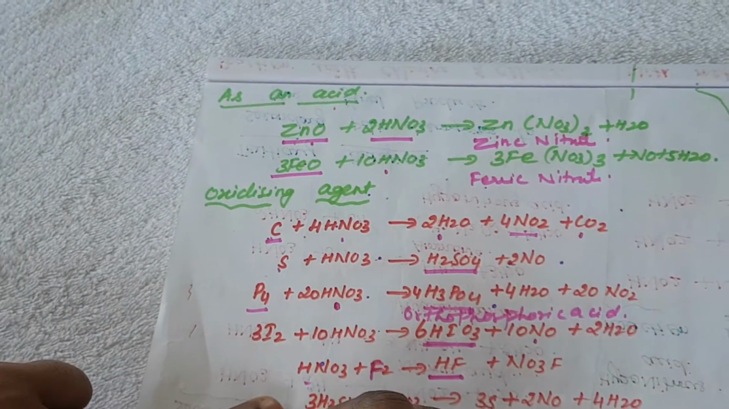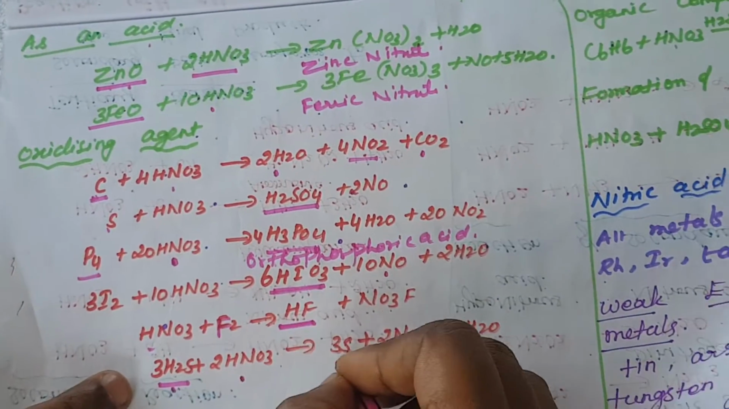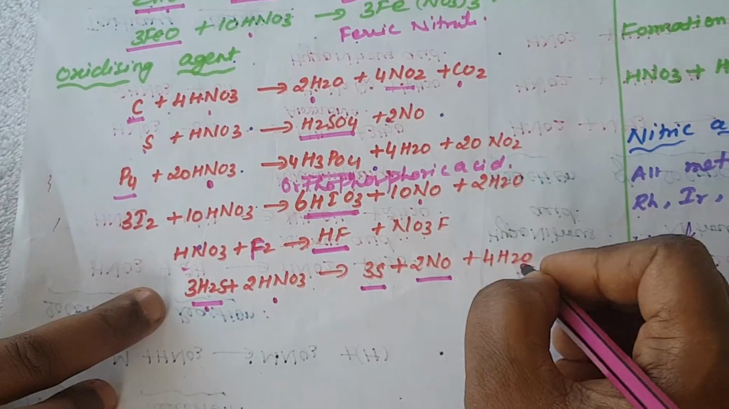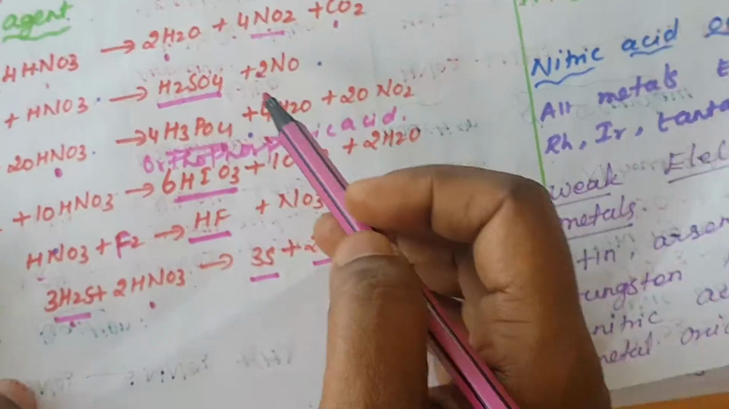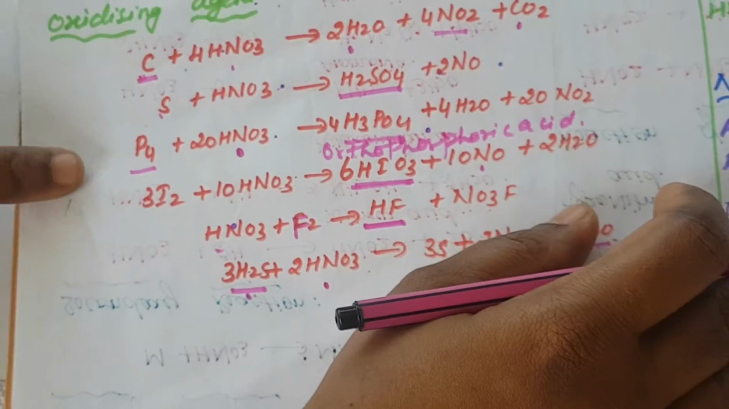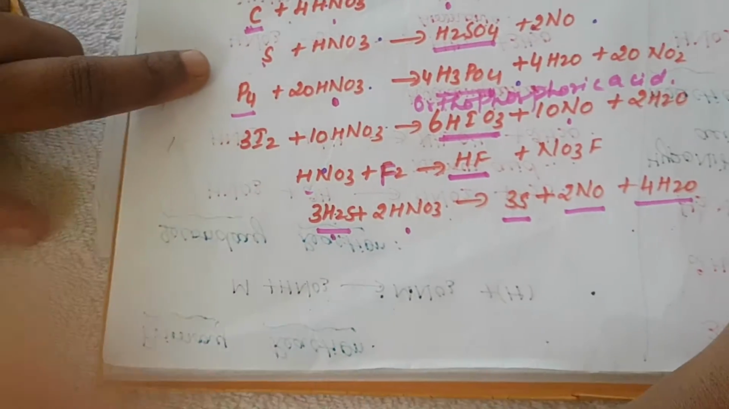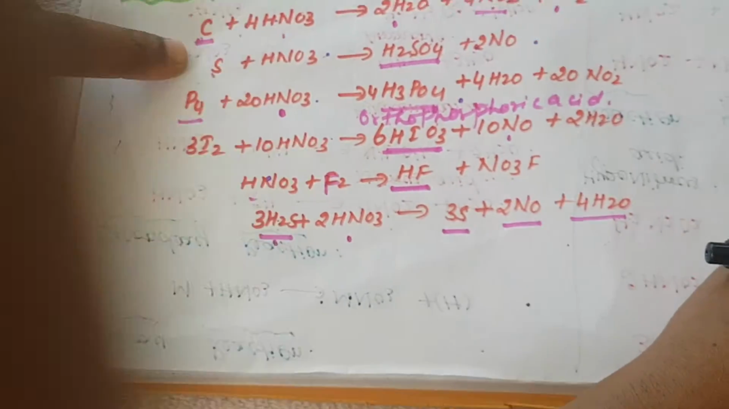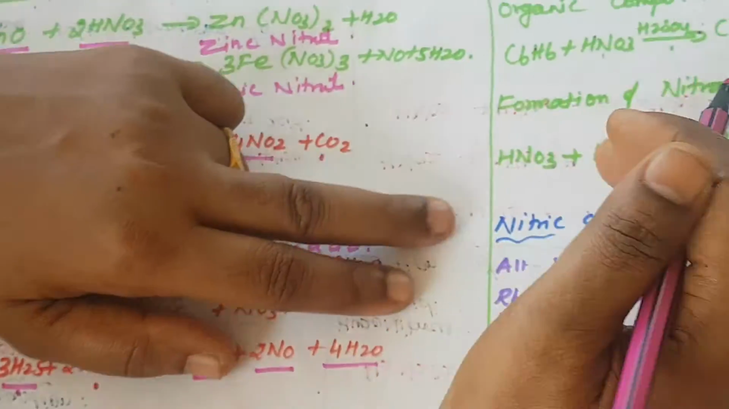Hydrogen sulfide, H2S, reacts with nitric acid to form sulfur, nitric oxide and H2O. These are all examples of oxidizing agents. If they ask a question, any two equations are enough for the oxidizing agent. If the question specifically mentions an equation, you can write the full equation, but at least learn any two. Next is the nitrating agent.